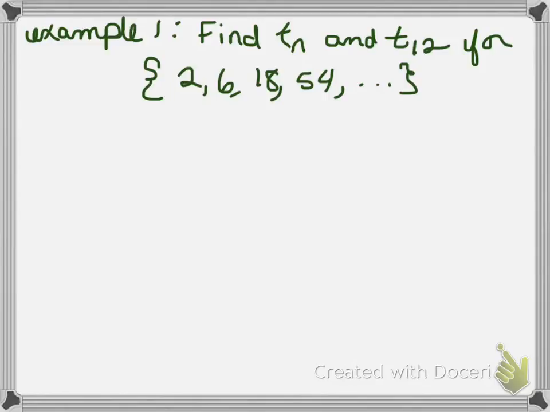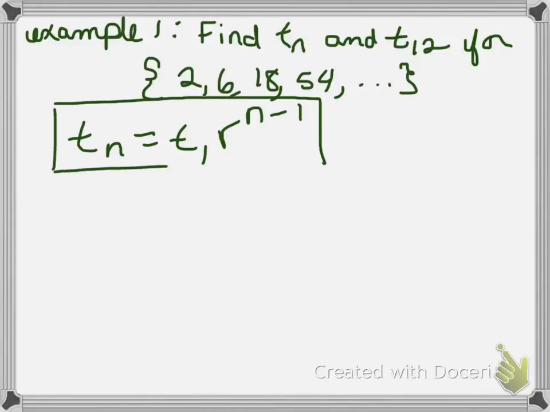Okay? The first thing we should do, because it's difficult to find our 12th term without the general term, is find the general term. One of the things I always like to do, if I know the formula I need, is write that down. Since we just watched a video on finding the general term, we know that the formula for the general term is t sub n equals t sub 1, our first term, multiplied by our common ratio r to the power of n minus 1.